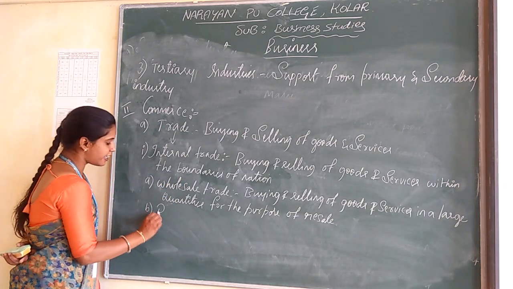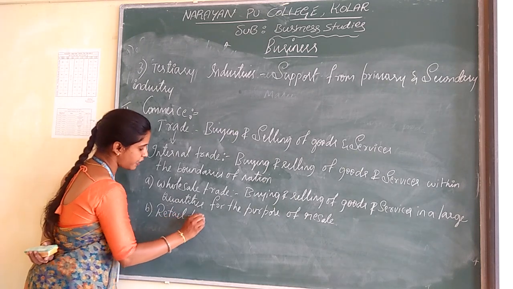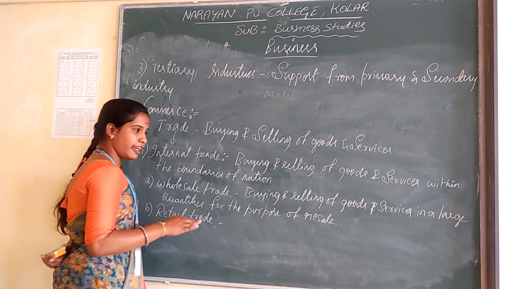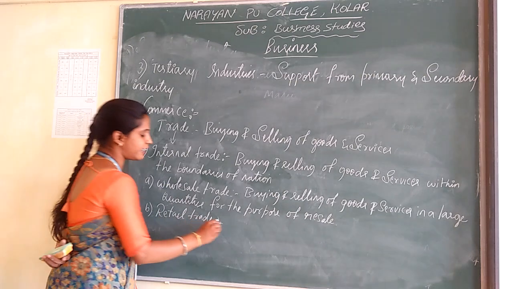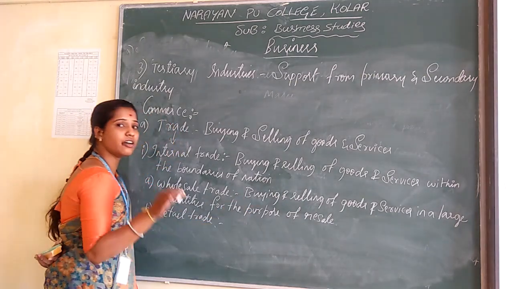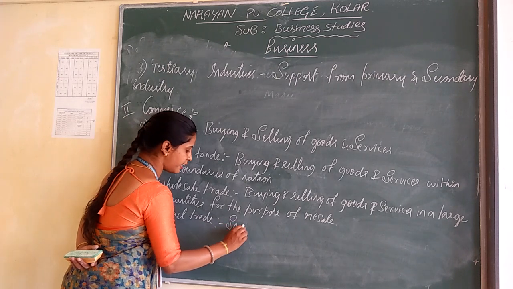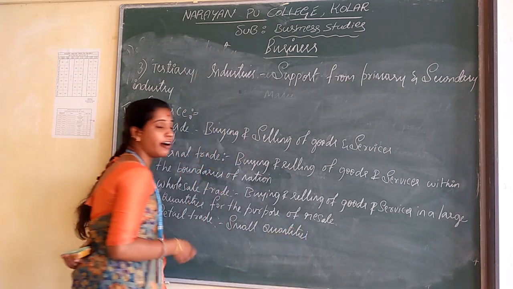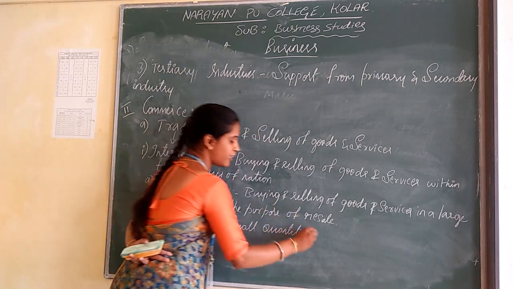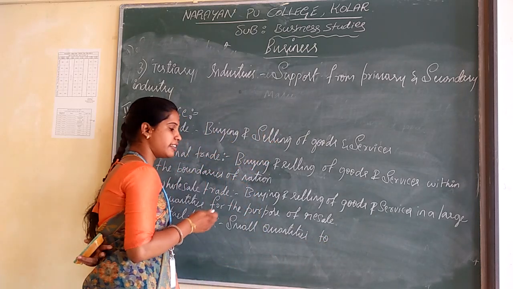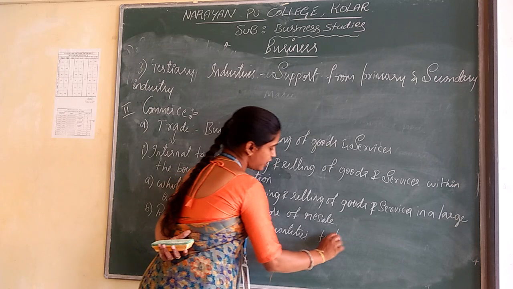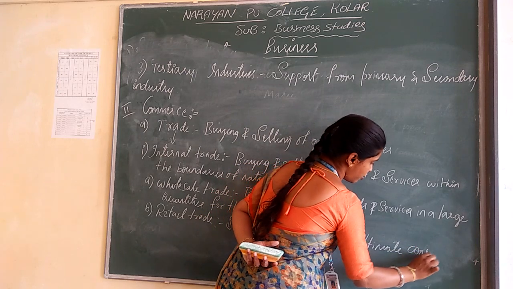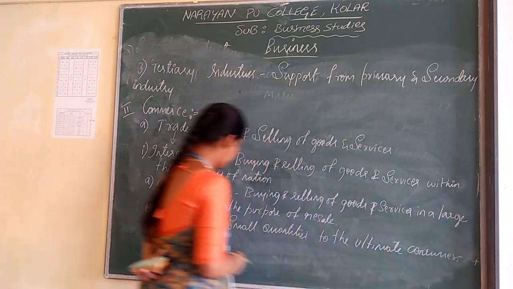And the next one is retail trade. So a retail trade means buying and selling of goods and services in a small quantities. Here buying and selling of goods and services in a small quantities for the purpose of the ultimate consumers, to the ultimate consumers. So it is known as retail trade.